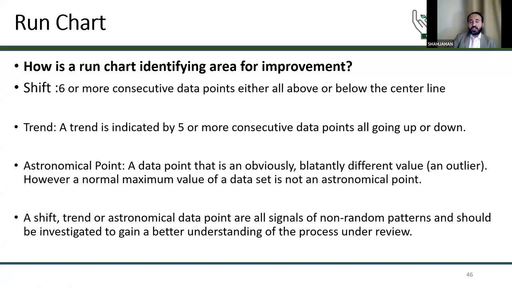So how does the run chart identify areas of improvement? This is very important. What is a shift? Six or more consecutive data points, either all above or below the central line. A trend is indicated by 5 or more consecutive data points, all going up or down. An astronomical point is a data point that is obviously, bluntly a different value. A shift, trend or astronomical data point are all signals of non-random patterns and should be investigated to gain a better understanding. When I show you the picture, you will understand more.